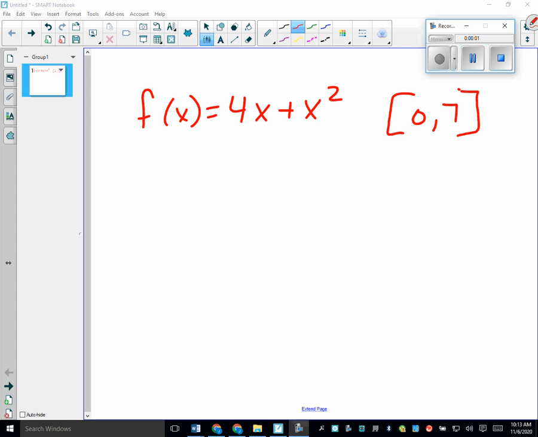absolute maximum value. So what I have to do is find out if it goes up and turns around somewhere in there. So I set the problem equal to 0 and solve for x. Tell me what you get. Set the problem equal to 0 and solve for x.